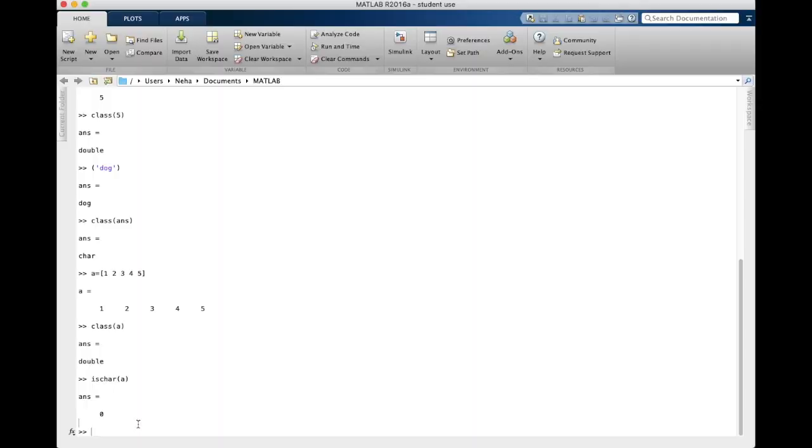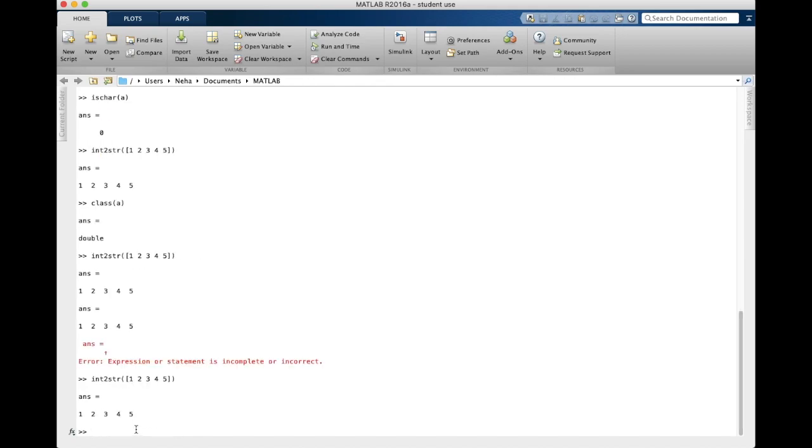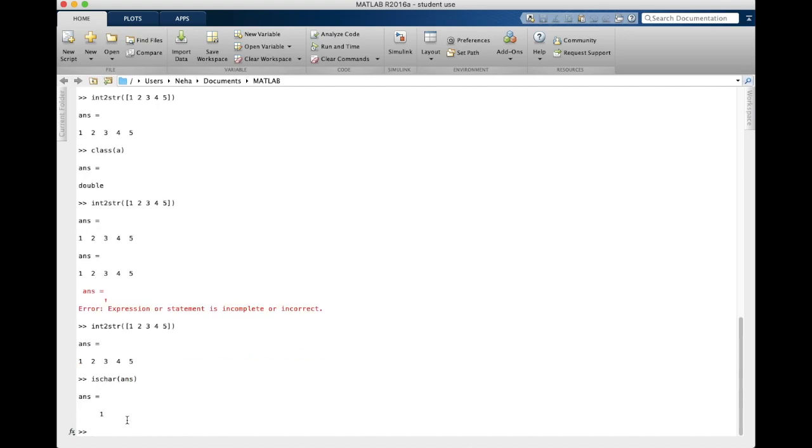Now, if I wanted to convert my matrix 1, 2, 3, 4, 5 into a string, I will do int2str and put the matrix right in here. So now I have this. Let's check if it's a character array. And I got 1, which means yes, I have converted it into a string.